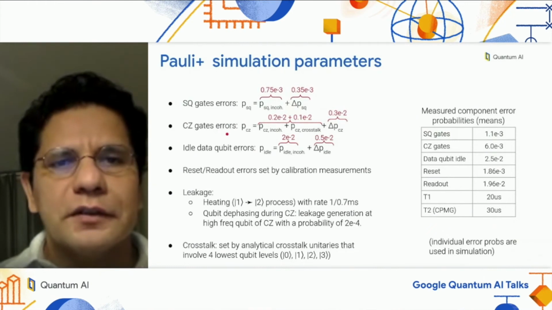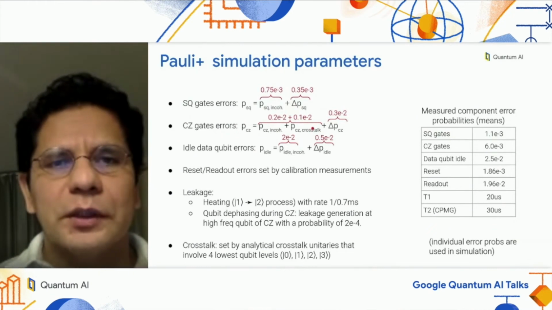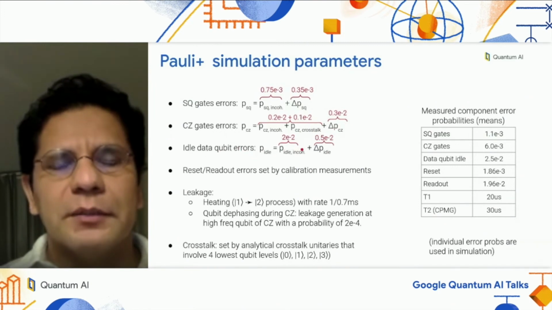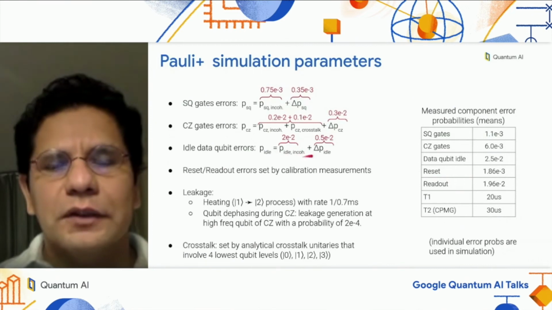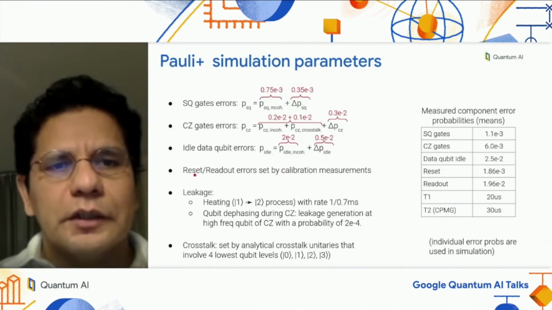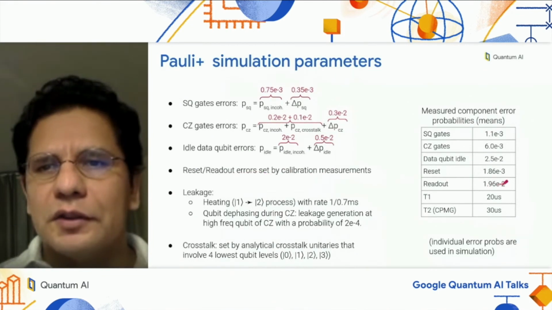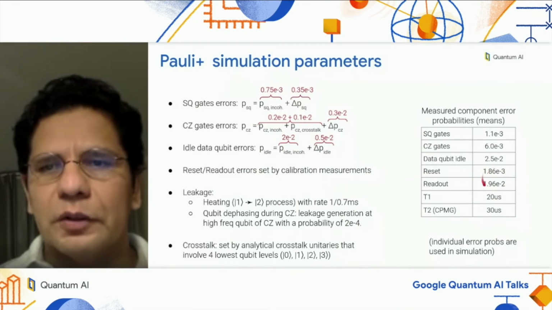For CZ gates, roughly half can be understood in terms of T1, T2 errors, this incoherent part, plus this contribution coming from crosstalk, and the other half is added in the simulation as depolarizing CZ errors. For idle data qubit errors, roughly 80% can be explained in terms of T1, T2 errors, and the rest is added as depolarizing data qubit errors during idle and reset time. The reset and readout errors are taken from calibration measurements, and here you see the average values over all measured qubits.